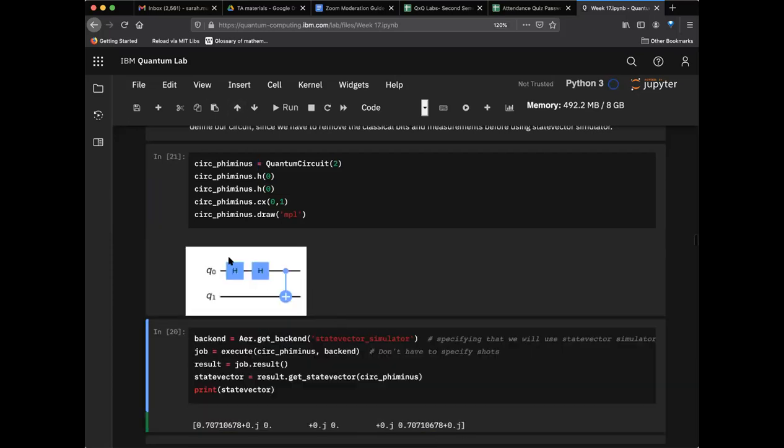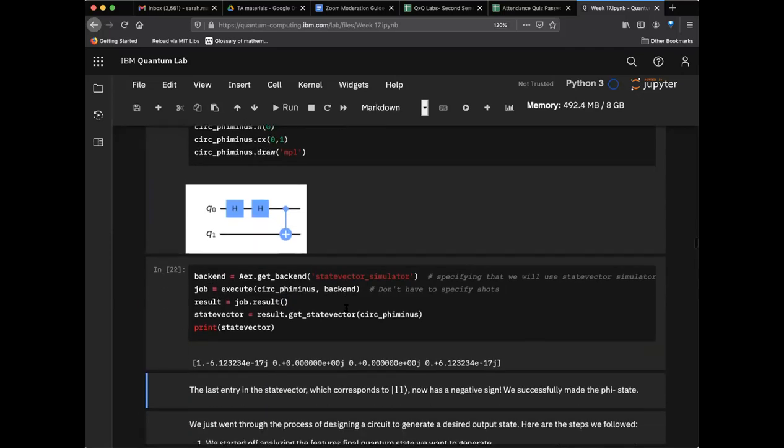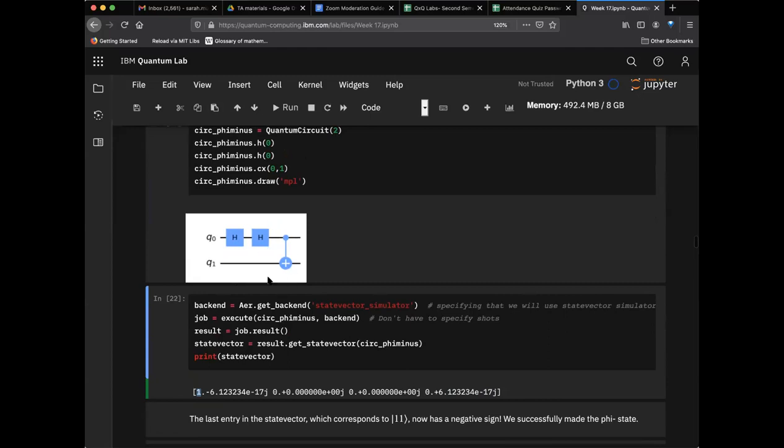So if we run that, I'll show you exactly what I did on my screen as well. You can see I also get a rounding error, but we ended up in the 0-0 state fully. So we wouldn't even need to do this. We don't even need this entangling gate because our qubit 1 started out in the 0 state as well.